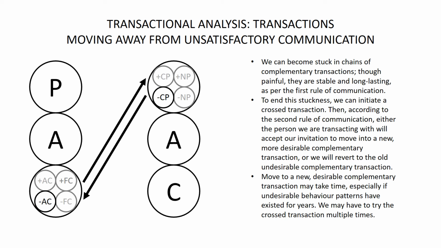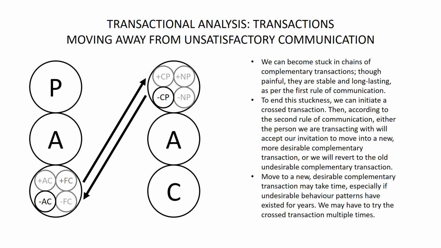One of the main problems people have in life is being stuck in ways of interacting with others that are harmful but never seem to change. This can be because we become stuck in chains of complementary transactions, transactions that, though painful, are stable and long-lasting due to their settled familiarity, as explained by the first rule of communication. If we want to move away from this stuckness to more desirable interactions, we can initiate a cross-transaction.